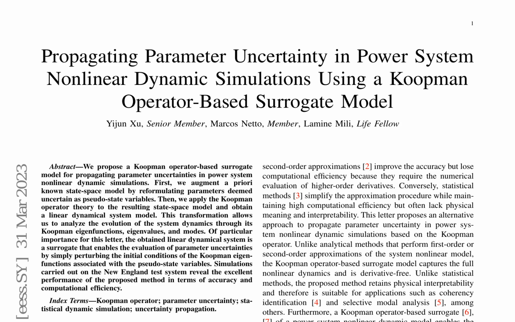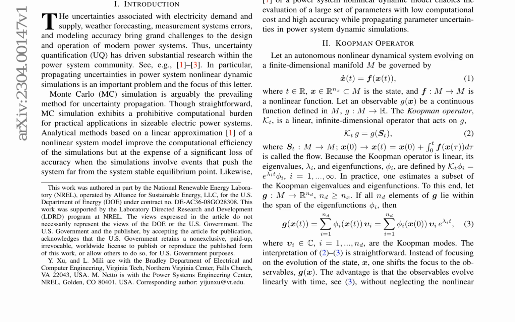The method offers an alternative to existing analytical and statistical methods, which often compromise between accuracy, computational efficiency, and physical interpretability. The Koopman operator-based approach has several advantages over traditional methods. It can handle complex systems with multiple parameters and nonlinearities, providing detailed insights into the system's behavior under different conditions. Additionally, it does not require extensive computational resources, making it suitable for real-time simulations and large-scale systems.